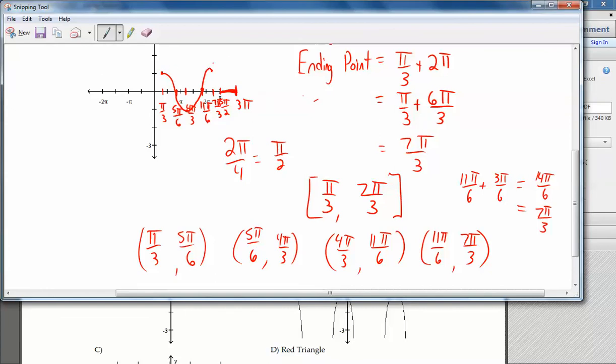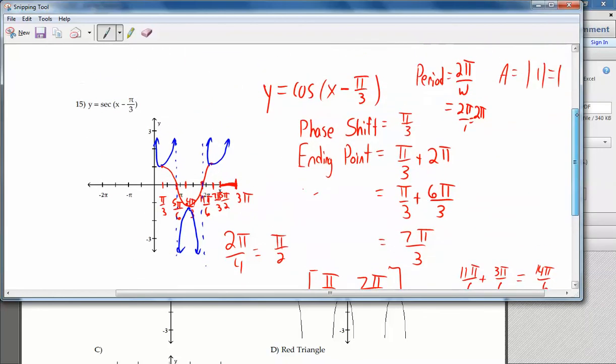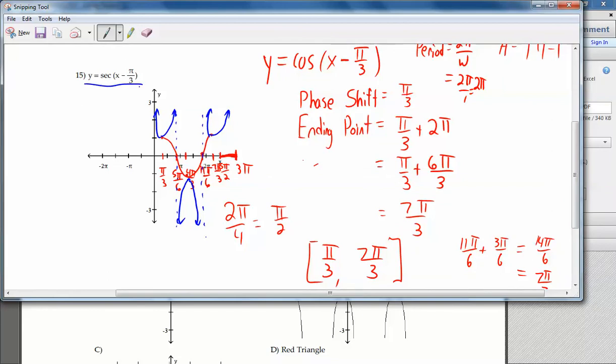And the way that we get secant from this, let me do that one more time, is everywhere that we cross, we put a vertical asymptote. At every low point, we draw a U-shaped graph opening downward. And at every high point, you draw a U-shaped graph opening upward. And that would be the graph y equals secant, just the blue graph that I have up here.